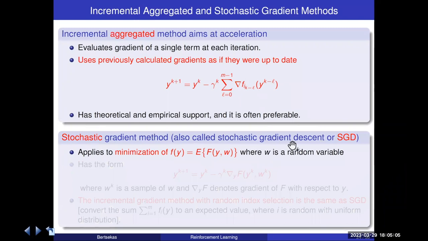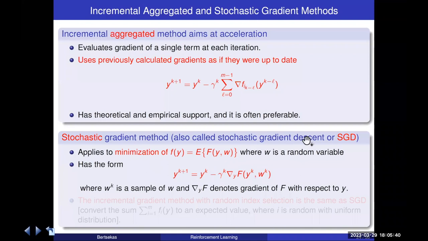There's nothing stochastic about the methods that we have discussed in the previous slides. However, stochastic gradient descent stems from another problem, which applies to the minimization of an expected value. W being a random variable, you have this function of the optimization variable y and the random variable w. Take the expected value of this. That's how you get f of y. So now this SGD samples w at the kth iteration, gets a sample, and then moves in the direction not of the expected value, but rather in the direction of the gradient corresponding to that sample.